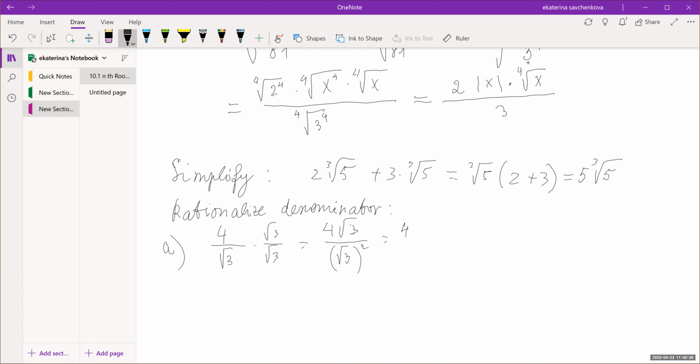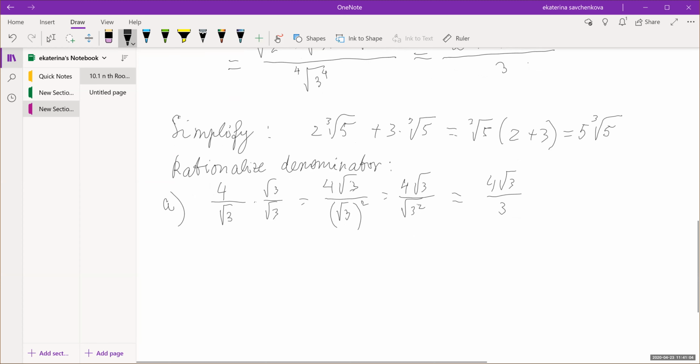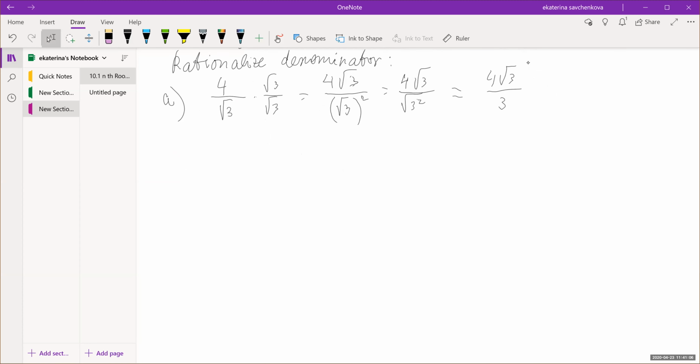We do remember that when we square a square root of 3, we can kind of exchange power and the root, right, and get a square root of 3 squared. Well, and now we can cancel root and the power and just get 3, right? So my answer is 4 square root of 3 over 3. You see that denominator is still present here. The only thing we did with denominator is rationalize it, make it like a normal number, not a square root, okay?